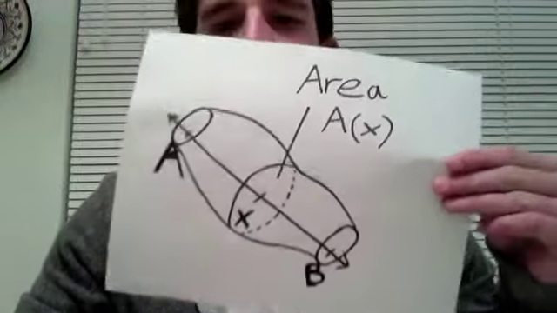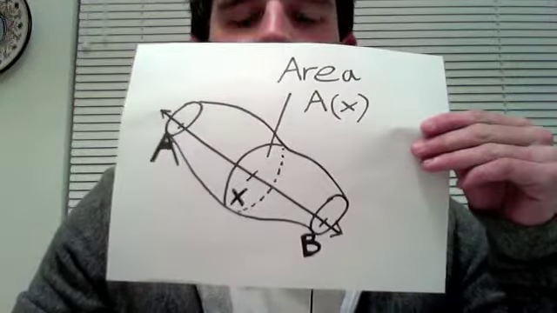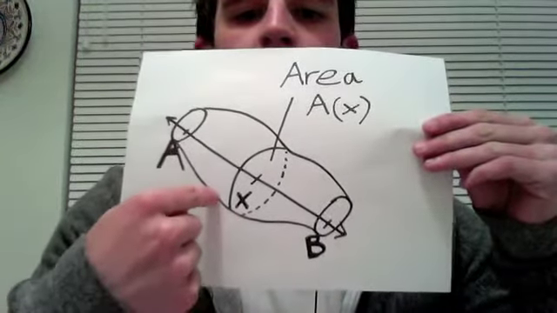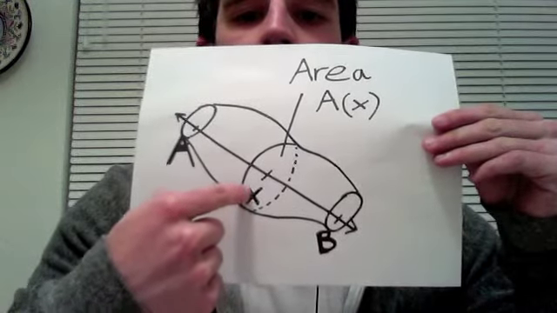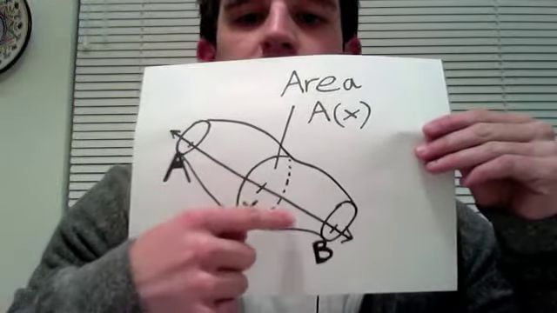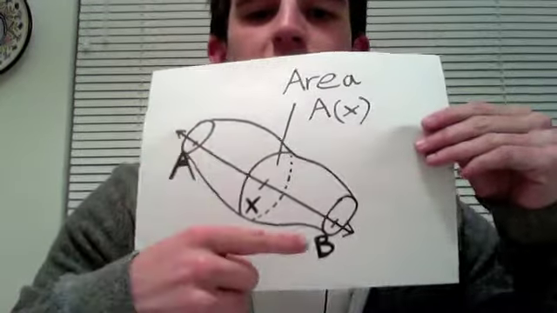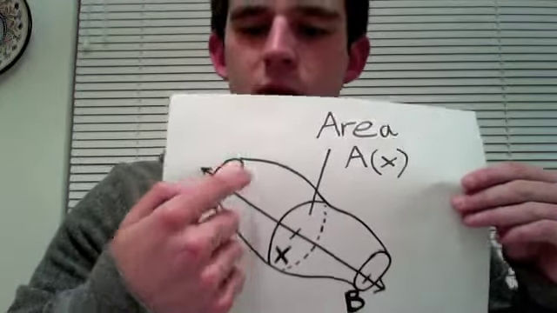And it's from a to b, and at this x value, the area of the cross-section of the solid is described by the function A of x. I'm having trouble pointing my finger right there.